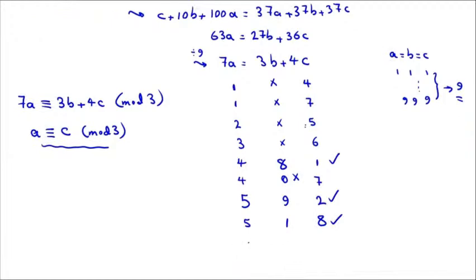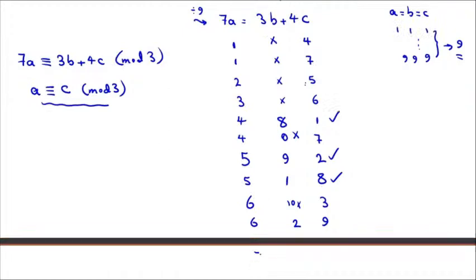Let's check A = 6. If A is 6, then BC can be 3 or 9. 7 times 6 is 42. 42 minus 12 will be 30. B will be 10. It's bad. Also, the next one, let's check: 42 minus 4 times 9, 36. 42 minus 36 is 6. 6 divided by 3 is 2. So we found one good answer again.